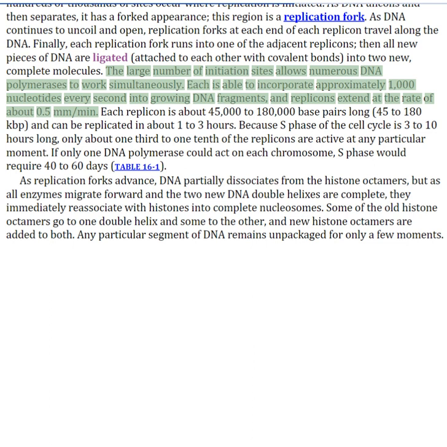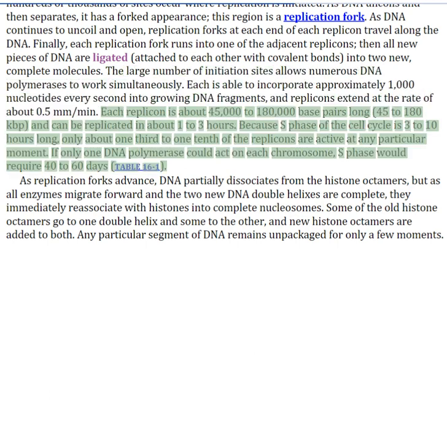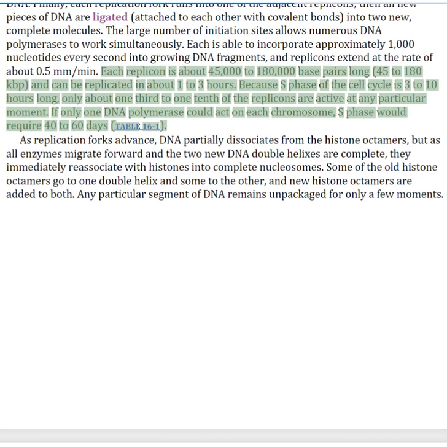The large number of initiation sites allows numerous DNA polymerases to work simultaneously. Each is able to incorporate approximately 1,000 nucleotides every second into growing DNA fragments, and replicons extend at the rate of about 0.5 mm per minute. Each replicon is about 45,000 to 180,000 base pairs long and can be replicated in about 1 to 3 hours. Because S phase of the cell cycle is 3 to 10 hours long, only about 1/3 to 1/10 of the replicons are active at any particular moment. If only one DNA polymerase could act on each chromosome, S phase would require 40 to 60 days.